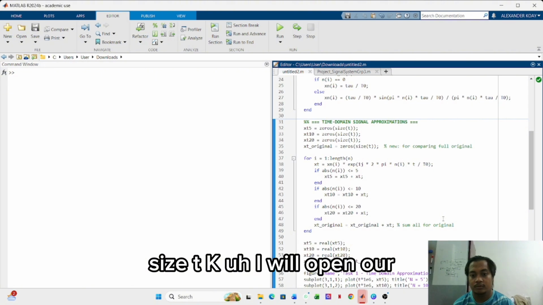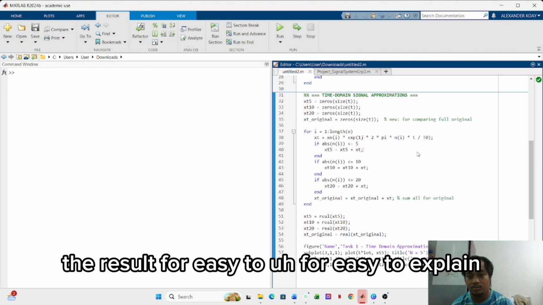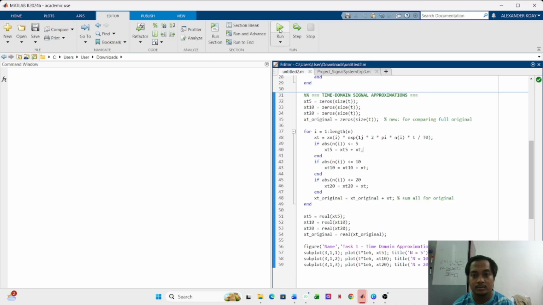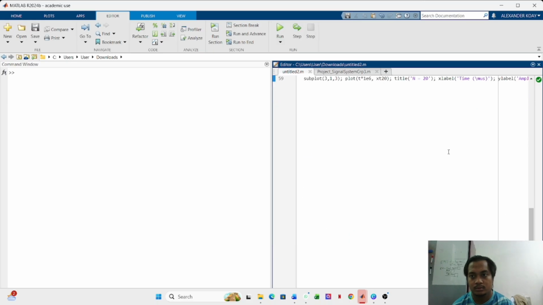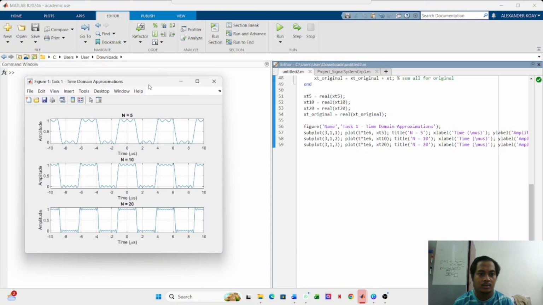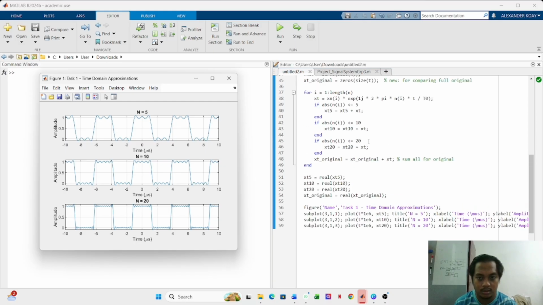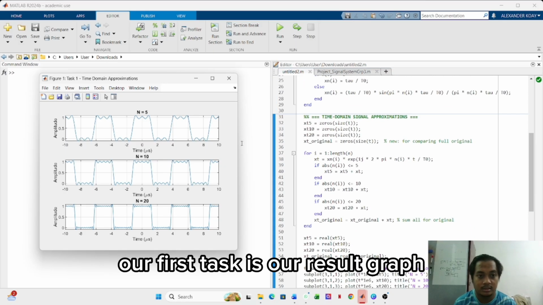Okay, I will open our result to make it easy to explain. This is our first task's result graph.